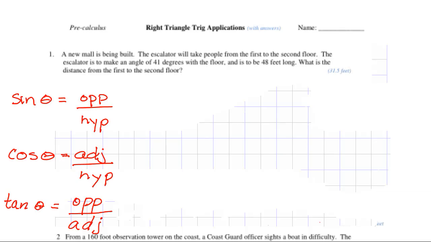When working problems from right triangle trigonometry, I like to move right to application problems. So here you can see, here's our little story. A new mall is being built. The escalator will take people from the first to the second floor. The escalator is to make an angle of 41 degrees with the floor and is to be 48 feet long. What is the distance from the first to the second floor?